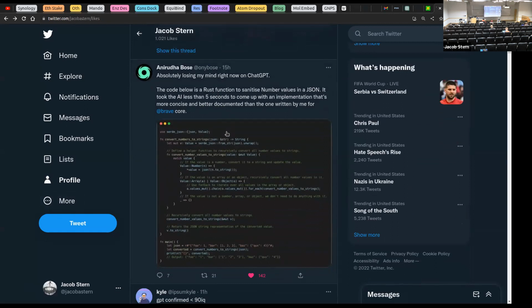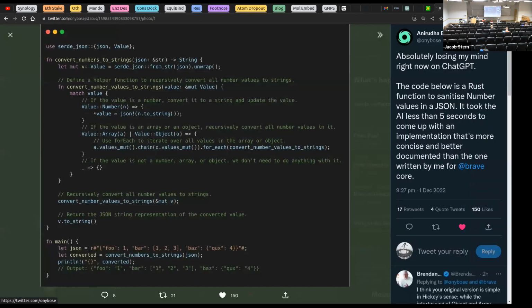Yeah, a Rust function, asking it to come up with an implementation of this Rust function that is more concise and better documented than the one written for me by my own developers.